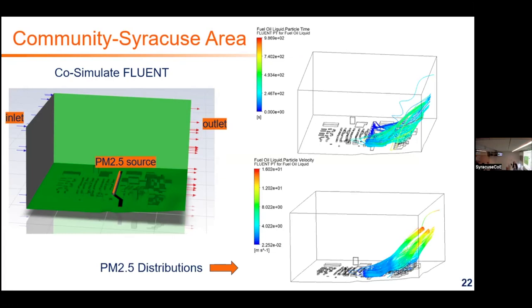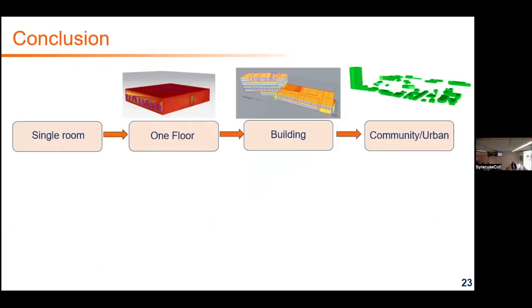So these two figures show that. It shows the particle concentration and it shows the particle velocity of that. And this direction is the inlet direction. And based on this figure, we can see the red part will have much higher PM 2.5 concentrations. So for the conclusion part, for this GDS platform, we just achieved the multi-scale simulations. It starts from a single zone, from the single room area to the floor area, and then we expand it to the building area and then enlarge it to the community or the urban area.